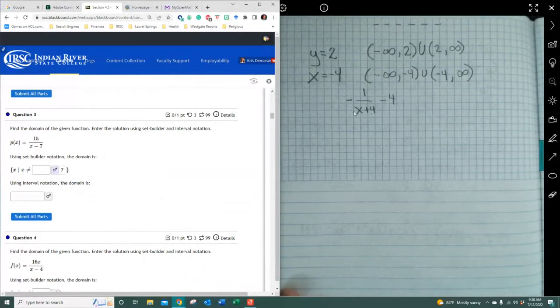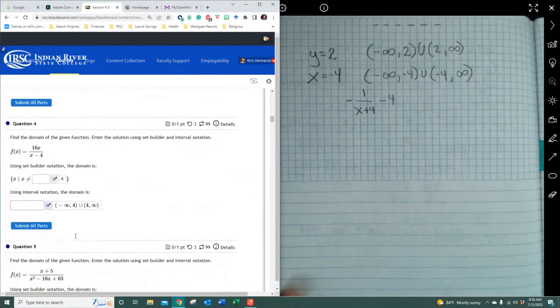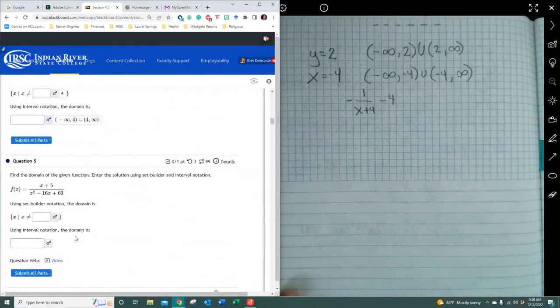So in interval notation, you write it the way I wrote this one over here. This right here is the same thing, except rather than having a -4 or a +2, it'd be 7. Domains are really easy. This one can't equal 4, and its interval notation is going to be the same as this one, except with a 4, because you're always jumping over where the denominator equals 0.